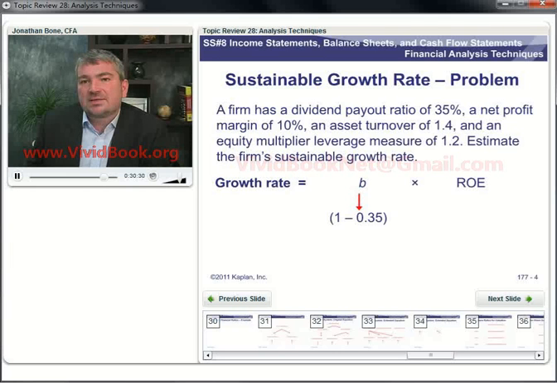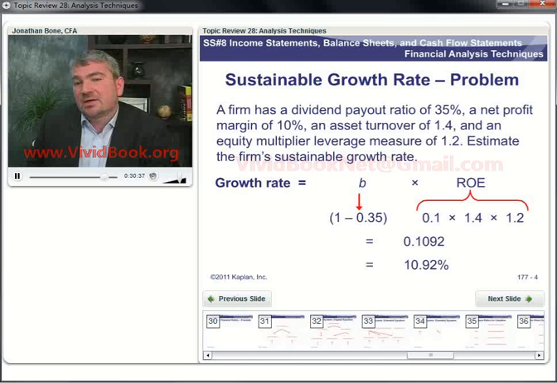The return on equity, using three-stage DuPont, is 0.1 times 1.4 times 1.2, and we get an answer of 10.92%. This firm could sustain a growth rate in its earnings of 10.92%, keeping its leverage constant but without needing to raise additional equity finance.